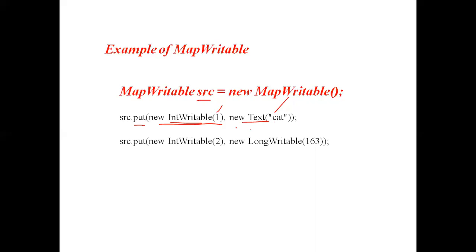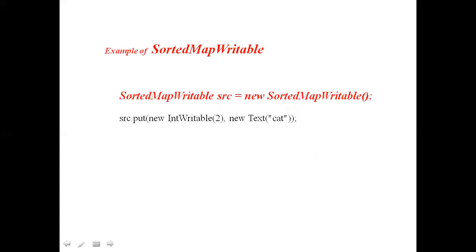Similarly, when we come to the SortedMapWritable, is it okay? By using the put method, we are giving first the serial number 1 comma cat, then 2 comma value 163. We are placing the value into that one. Similarly, the SortedMapWritable example is the same thing. The only difference is the name of that Writable class. The main things will be the same.